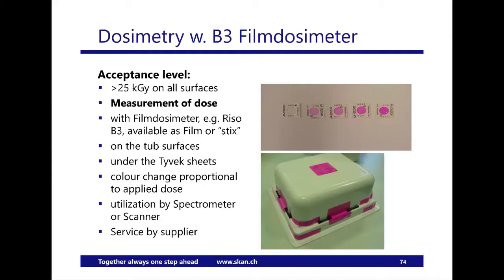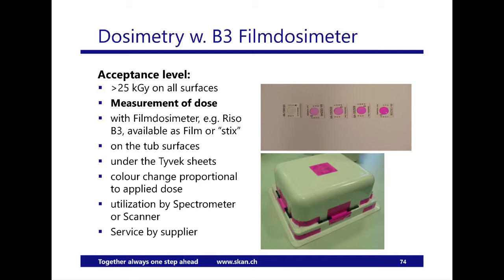We have film dosimeters. These are the ones here. Also like a foil you wrap food in. It's more or less the same. In the beginning, it's clear, and the more dose it gets, the more it changes color. So the color change is proportional to the applied dose.